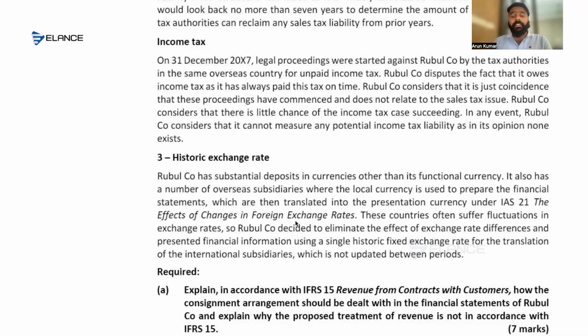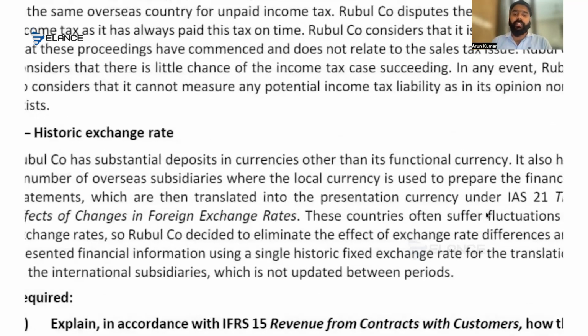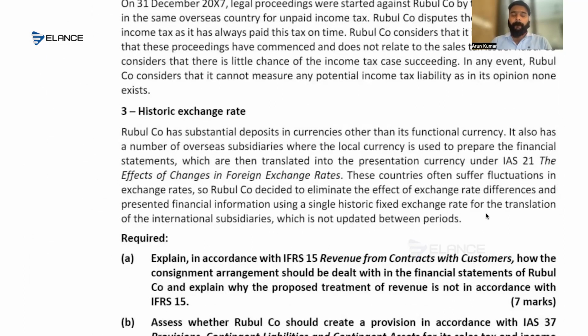Then according to IAS 21, if there is any exchange rate loss or gain on a monetary asset, where will you recognize it? In P&L or in OCI? For a monetary asset, we will recognize it in P&L. Okay. So these countries often suffer fluctuations in the exchange rate. So Rubel company decided to eliminate the effects of exchange rate differences and presented the financial information using historic fixed rates for the translation of international subsidiaries, which is not updated between the periods.